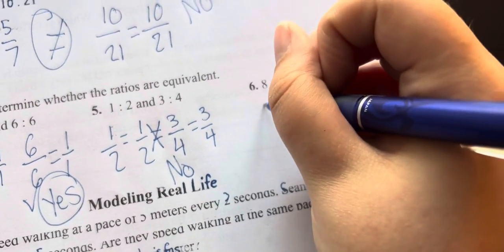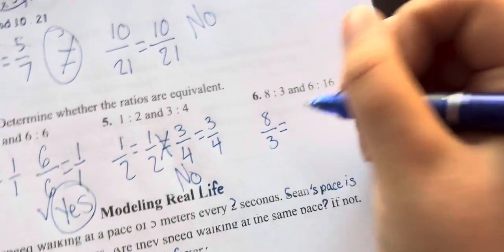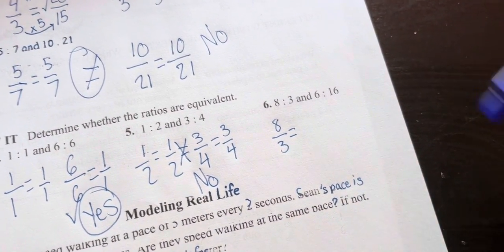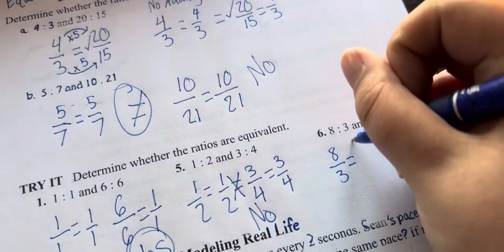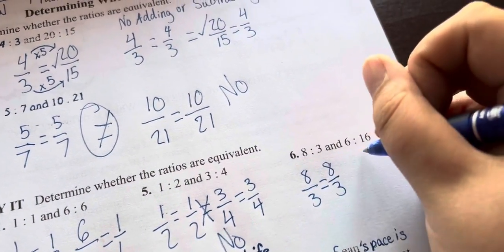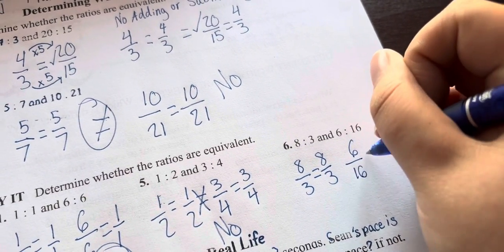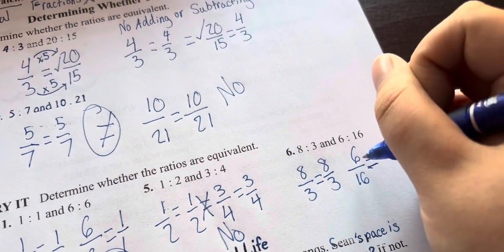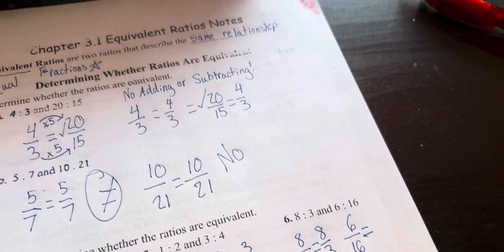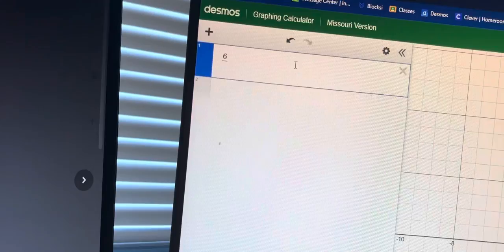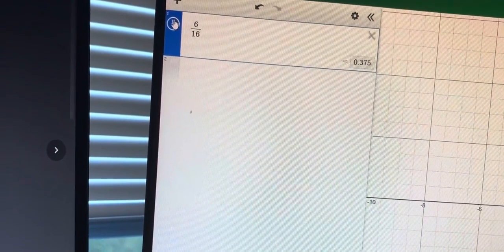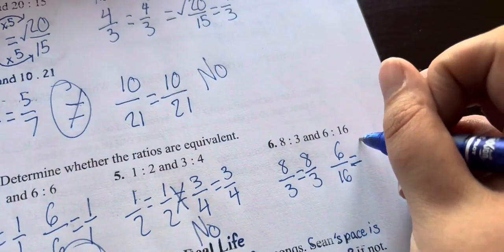Now, I have this one, and it does trick a lot of people, so I really hope that it doesn't trick you. So I'm going to show this one. I'm going to type it in, 8 over 3. Okay, hit the fraction button. I get 8 over 3. And then on this one, I've got 6 over 16. Now, you can tell just by looking at this one that it simplifies, because you can divide both of those numbers by 2. So 6 over 16, type that in. That gives me 3 over 8.